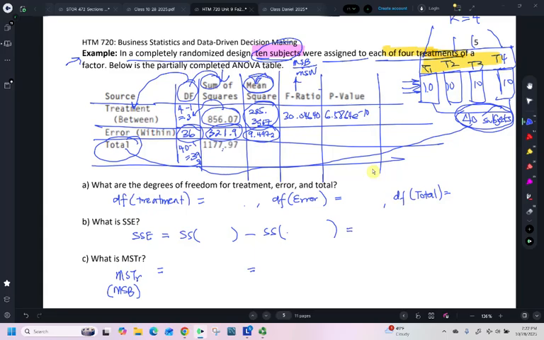Then the next step is to find the F ratio. The F ratio is simply the mean square treatment or mean square between divided by the mean square error. That would give us 30.04640. And next, to get the p-value corresponding to this F ratio, we can go back to StatCrunch.